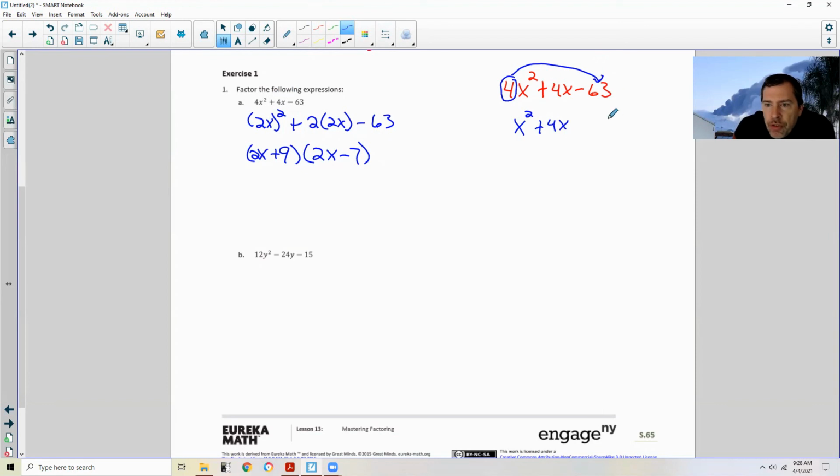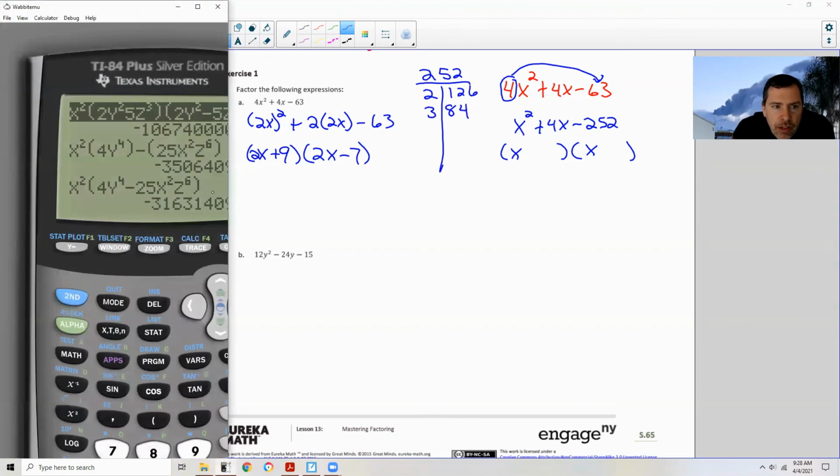4 times 3 is 12. Carry the 1. 6 times 4 is 24 plus 1 is 25. So that would be minus 252. So that will give me x, and that would give me an x here. And then I take factors of 252, which are 2 times 126, 3 times 84.